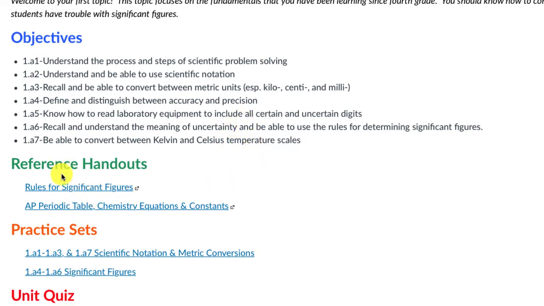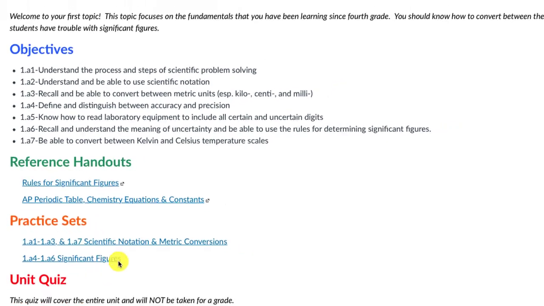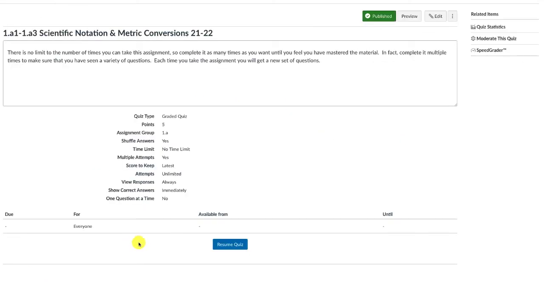I've also included some reference handouts in here and some practice sets. The practice sets can be taken over and over again. These are not limited to just one try, so you can do these for mastery. I tried to make them short so that you're not spending a huge amount of time on each of them. This one's only 5 questions, so it shouldn't take you very long. It'll instantly grade it for you, and if you do well on it, move on to the next topic.